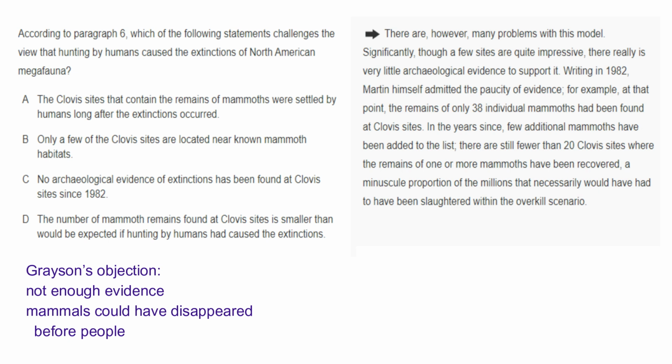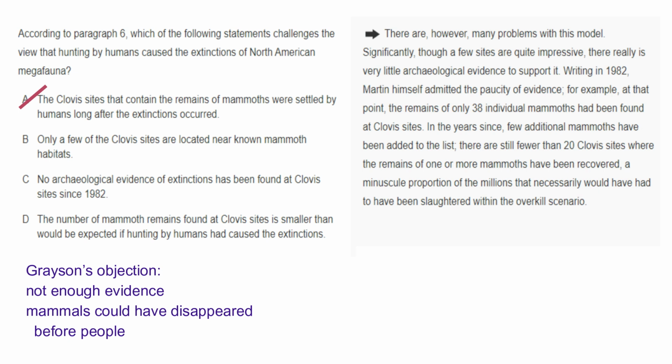A. The Clovis sites that contain the remains of mammoths were settled by humans long after the extinctions occurred. A is not what we are looking for. B. Only a few of the Clovis sites are located near known mammoth habitats. B is tricky as it has some relevant ideas that we are looking for, which is not much evidence. So we need to read the details in the passage to evaluate this sentence.